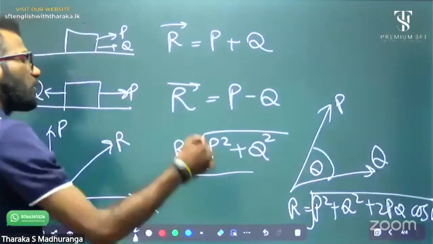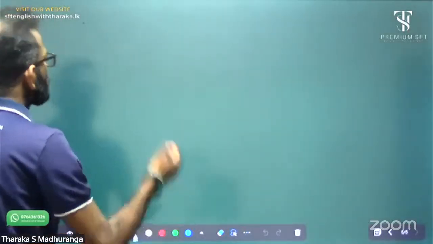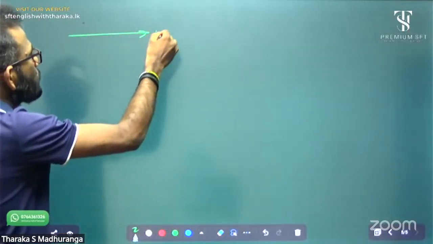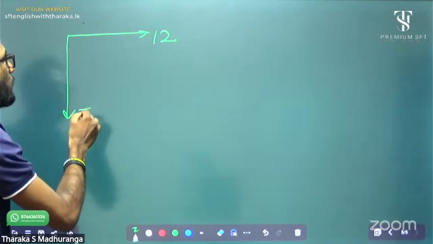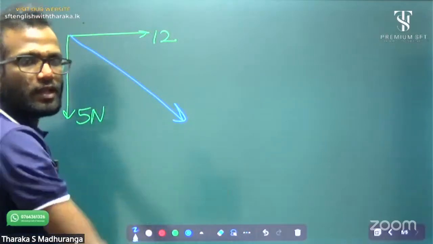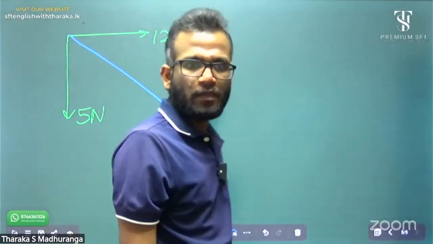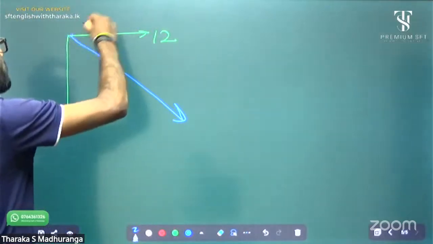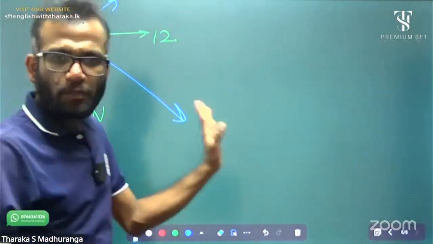Now, according to the given question, the P and Q forces are 12 Newton and 5 Newton. Its direction is always between P 12 and 5. Fourth answer, this above direction, is not possible.